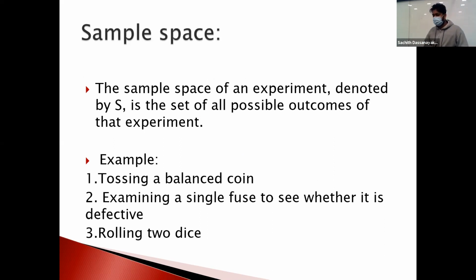Sample space means all possible outcomes that we can get from that experiment. The set of all possible outcomes. These are normally denoted by sets. You know sets, right? That's how we denote the sample space. Normally we denote it by capital S.